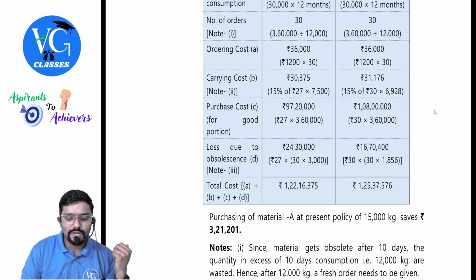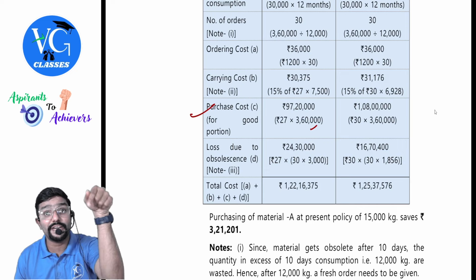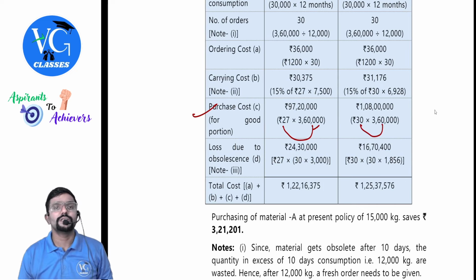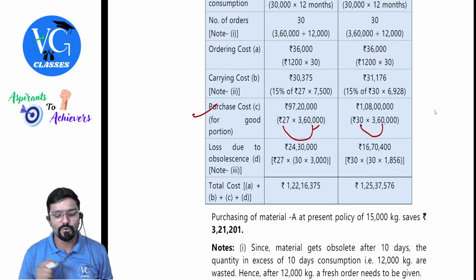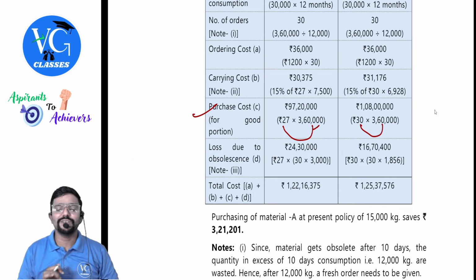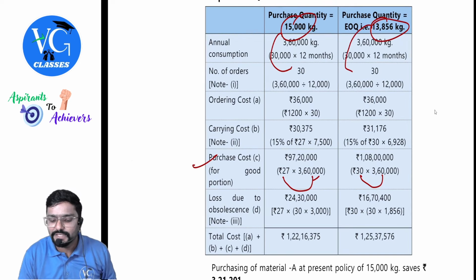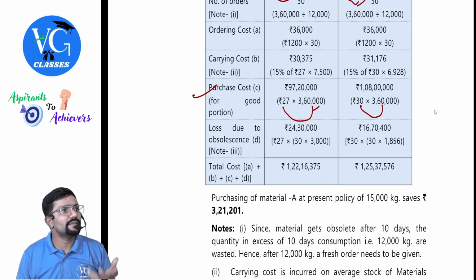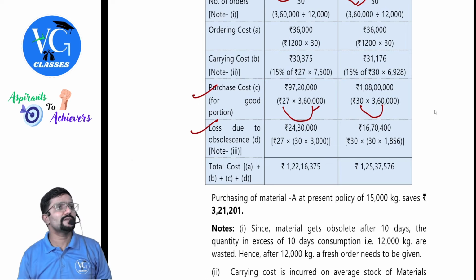So, purchase cost. Now coming to totally how much I am purchasing? 3,60,000, the effective usage quantity I am talking about. 3,60,000 into 27, and 3,60,000 into 30. That is the effective purchase price. Okay. Now, sir, did I actually purchase only 3,60,000? No. How much will I purchase? 15,000 into 30 orders, and 13,856 into 30 orders. But I used only 3,60,000. Remaining is what, sir? Gone, sir. Waste. Clear? So loss due to obsolescence also I am calculating.